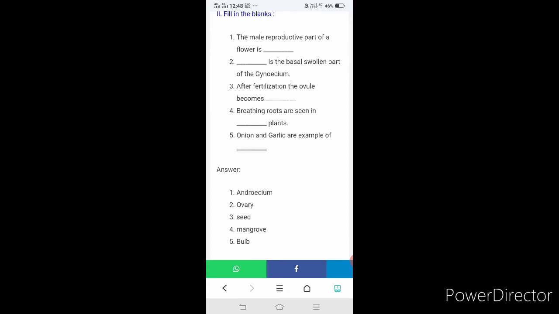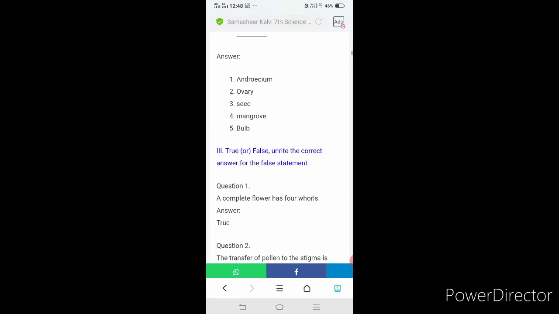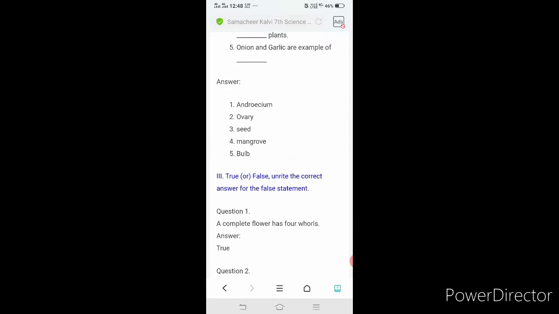So the male reproductive part of a flower is androecium. The female reproductive part of a flower is gynoecium. After fertilization, the ovule becomes seed. Fourth one, breathing roots are seen in mangrove plants. Onion and garlic are examples of bulb.